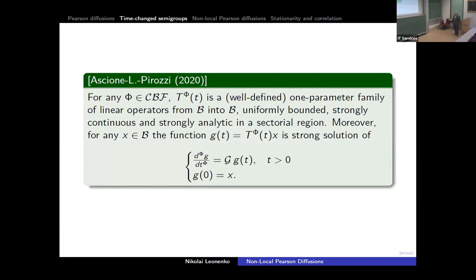But again, for any function which is completely monotone, it means that for any subordinator with Laplace exponent phi, the function which is defined in this way, which is a one-parameter family of linear operators from one space to another, is a strong solution of this Cauchy problem, in which on the left-hand side there is this derivative related to the function phi, sometimes Caputo, sometimes more general than Caputo. On the right-hand side there is the generator of our process.